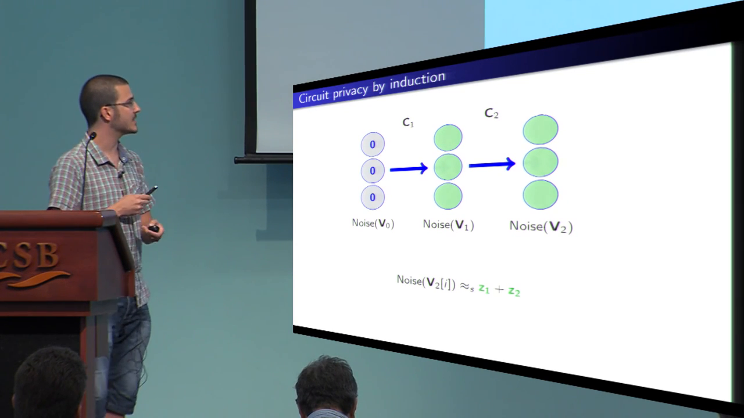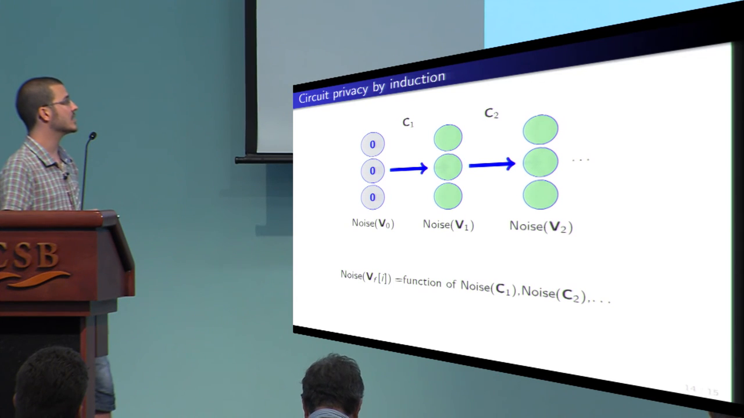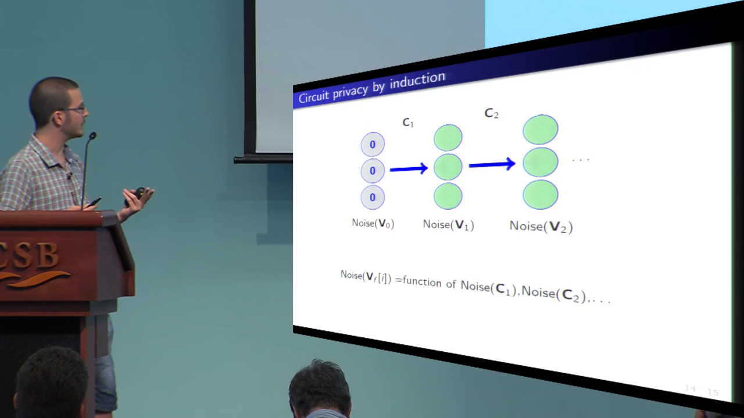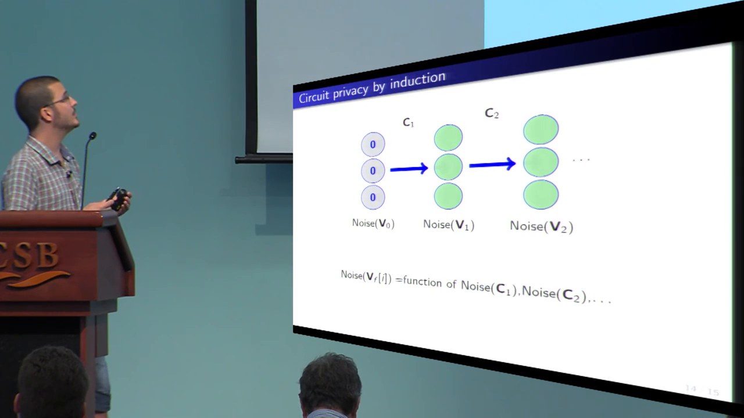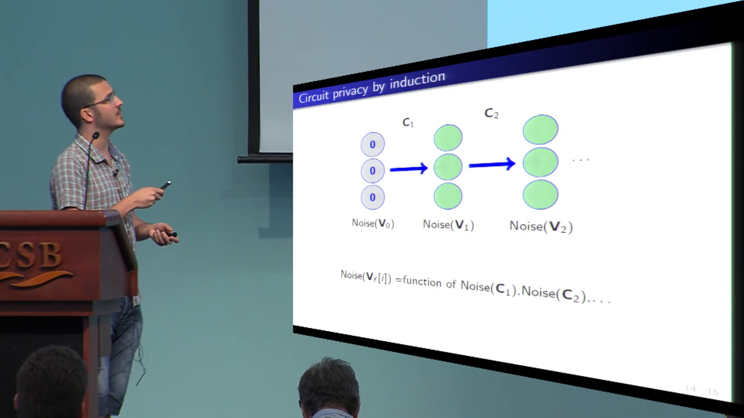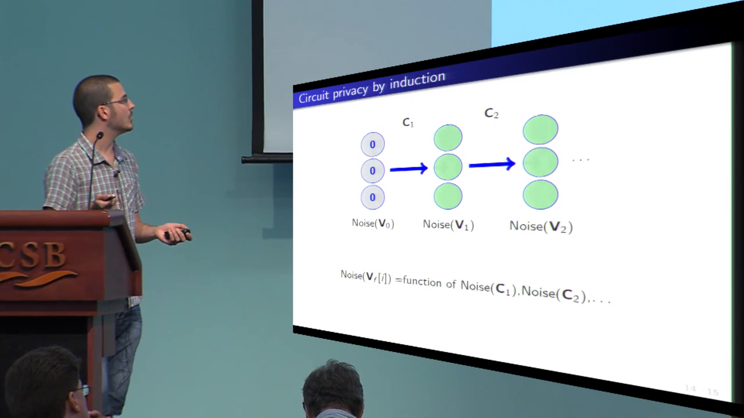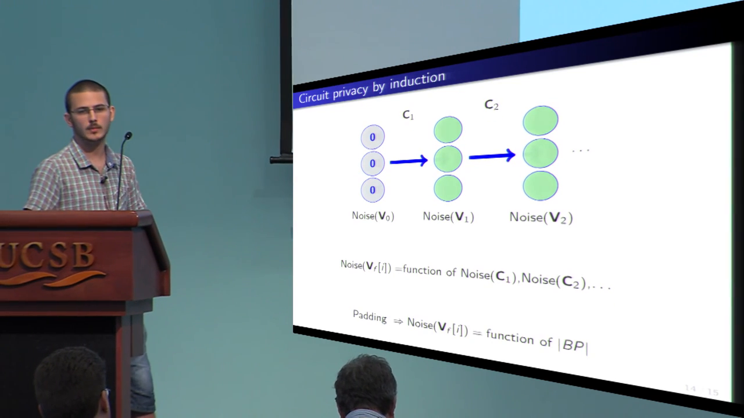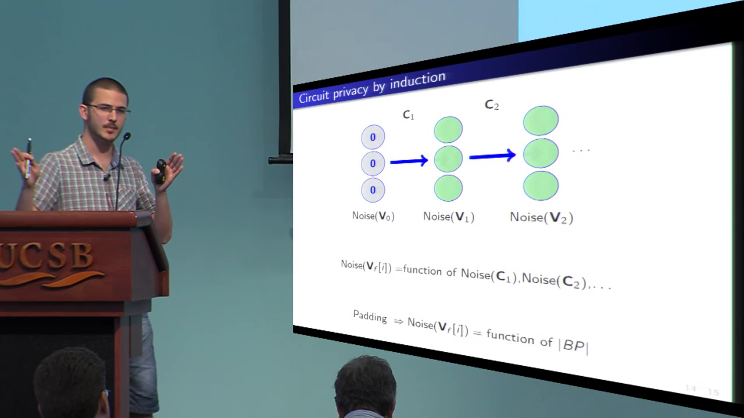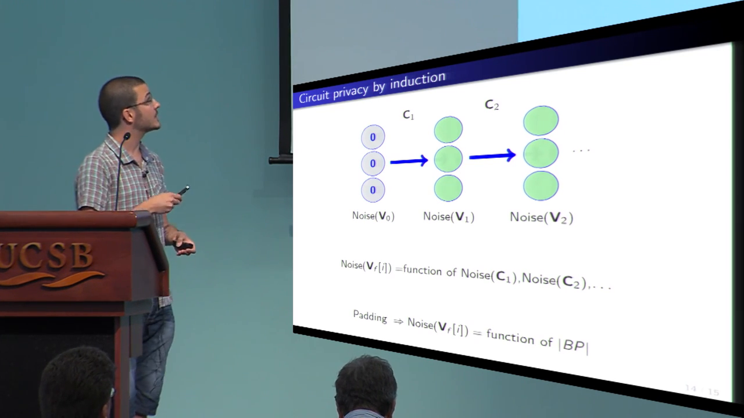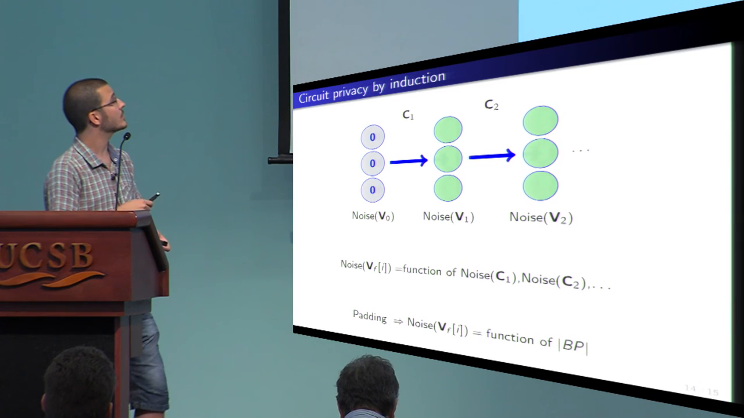So at the last step, the noise in the final state will only be the sum of Gaussians that depend on all the choice bits. So what we can simply do is pad the branching program, just add useless steps, a polynomial amount of them, so that each choice bit will be used the same number of times.